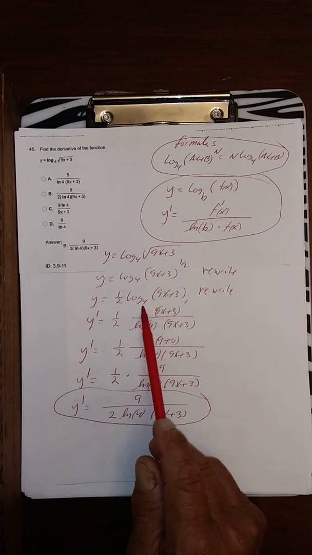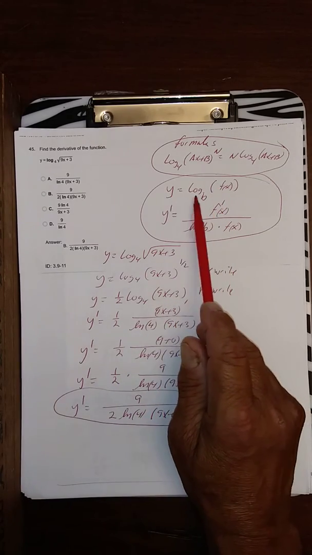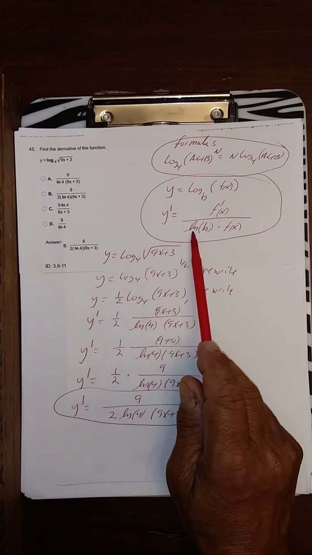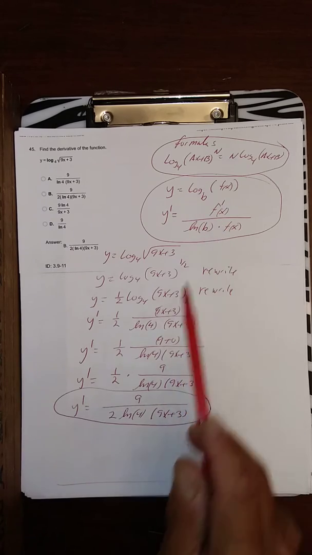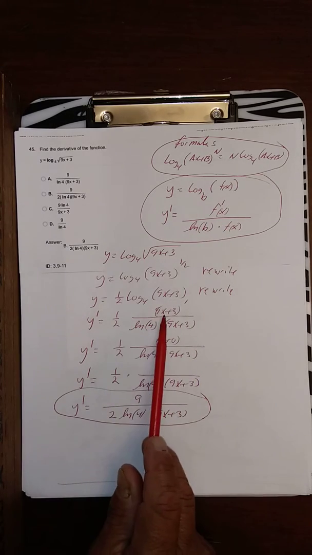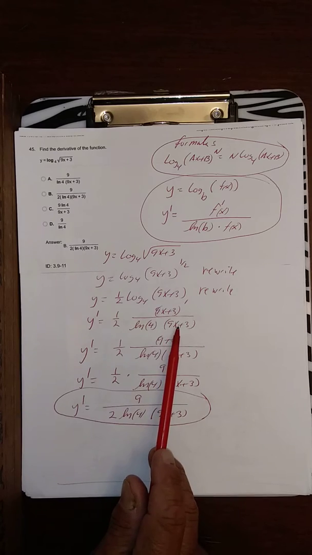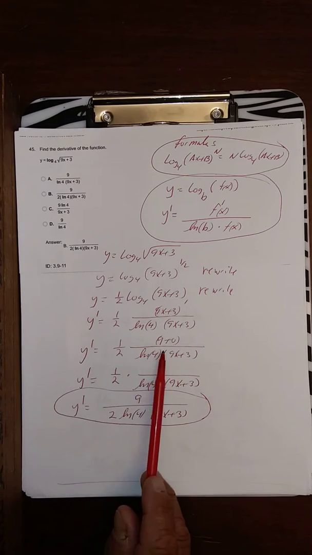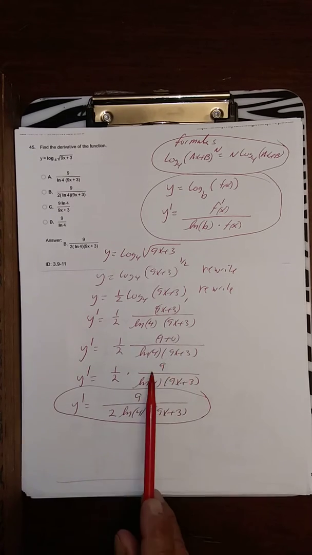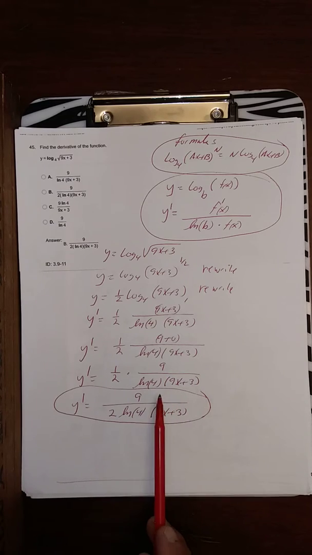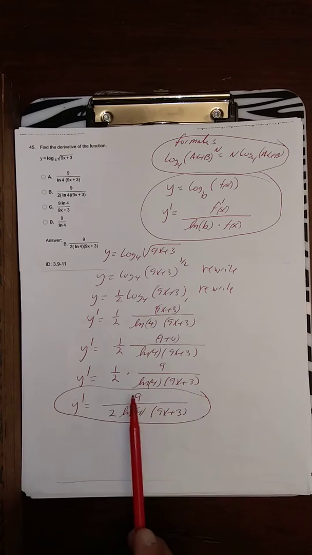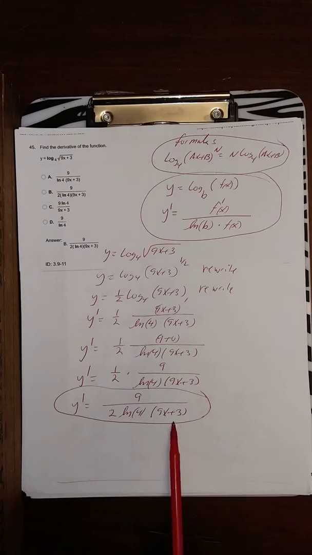The derivative of log base 4, right here, log base b, whatever you want it to be, is 1 over ln of b, times f prime over f. So the derivative of this original function, ln 4. The derivative of the inside is 9 plus 0, which is 9. And you have ln 4 times that. Now, that's all we can do. So let's put the 9 on top, the 2 on the bottom, ln 4 right there, and 9x plus 3 there.